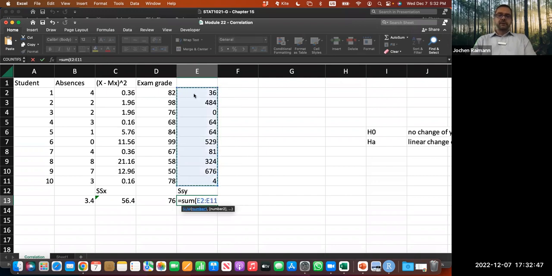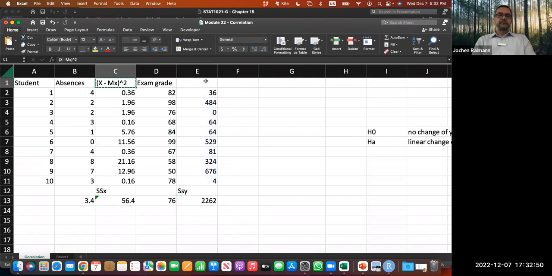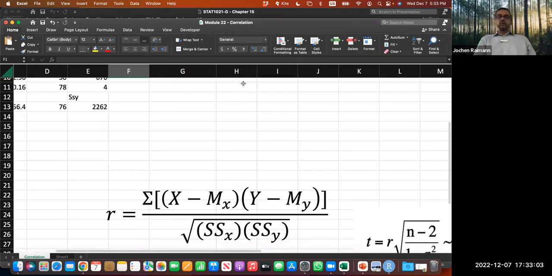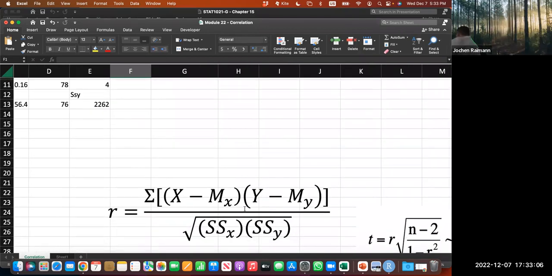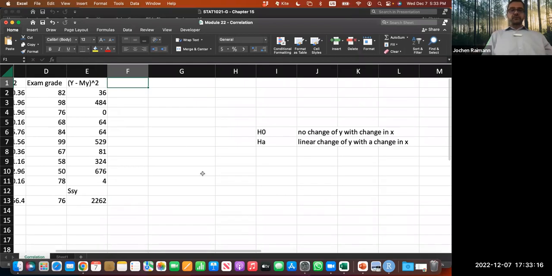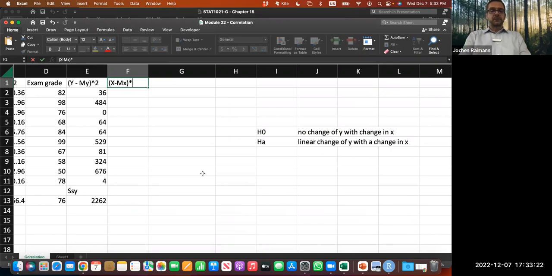Knowing these 2 values is basically already half of the accomplished exercise. Because now the only thing we need, lastly, is the numerator. Again, the numerator is the sum of the product of the deviations of X multiplied by the deviations of Y. And that product is super simple to calculate. So this is X minus MX multiplied by Y minus MY.